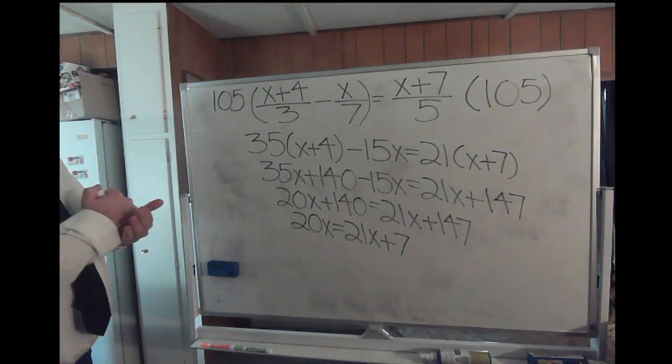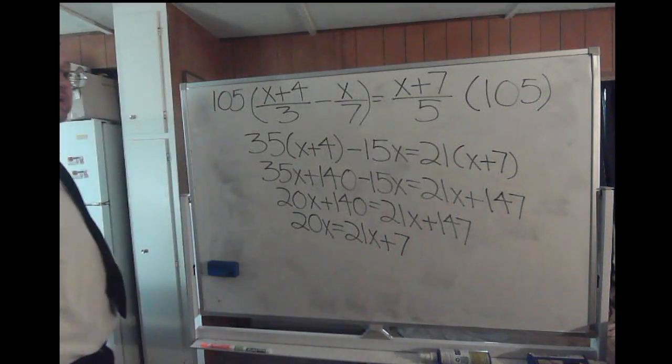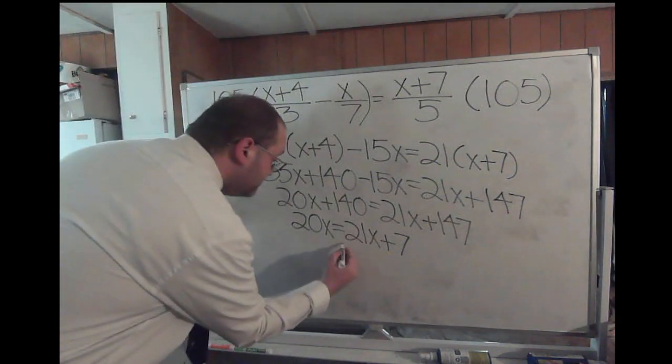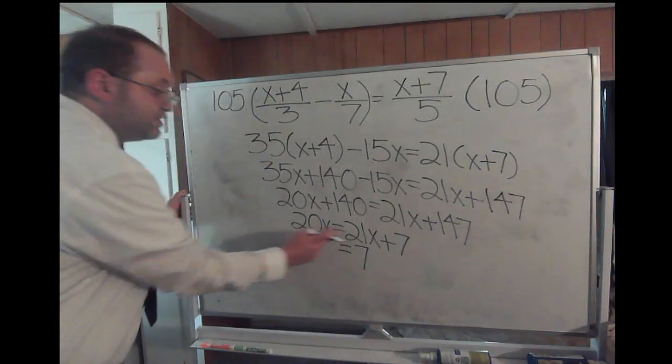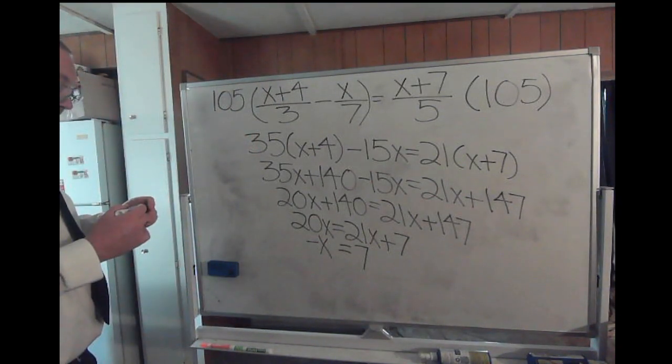Goal is now, let's get that 7 by itself on the right-hand side, so we got to subtract 21x from the right-hand side. If you do that, you'll get the 7 by itself. 20x minus 21x, well, that's negative x. So now you have negative x equals 7.